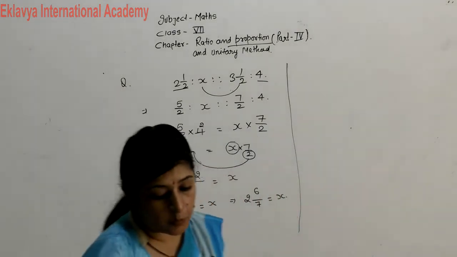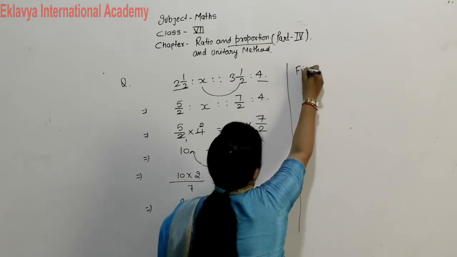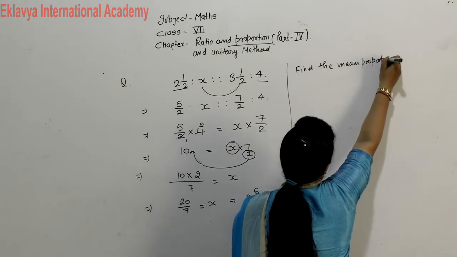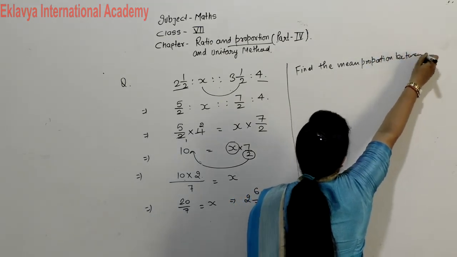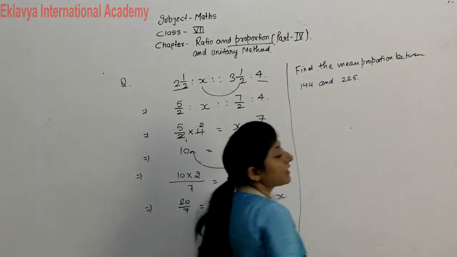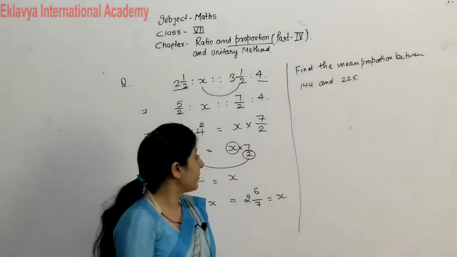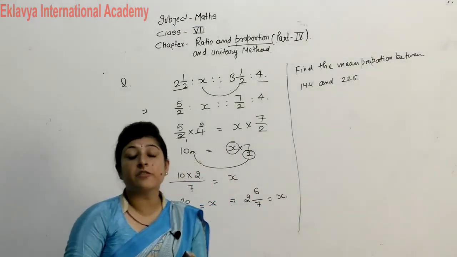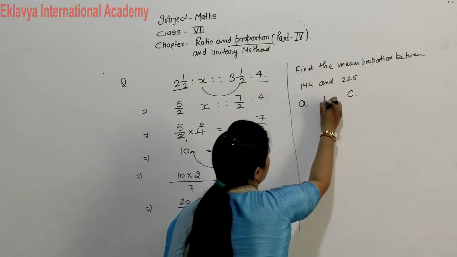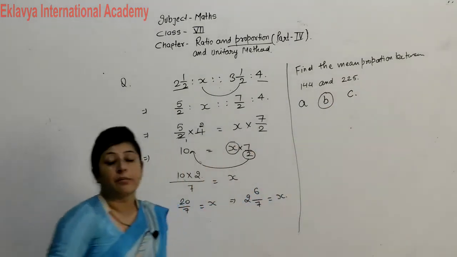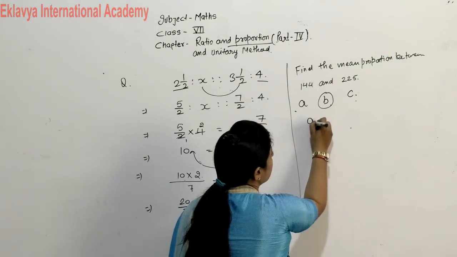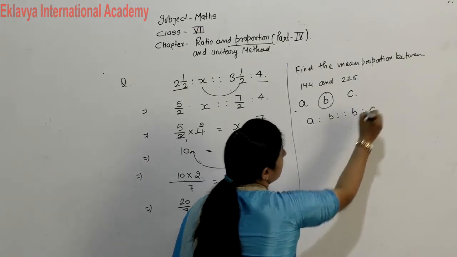Find the mean proportional between 144 and 225. Mean proportional means we want to find out the value of B. There is A and C, and we want to find the value of B. Whenever the words mean proportion appear, it means these three terms are in continued proportion.